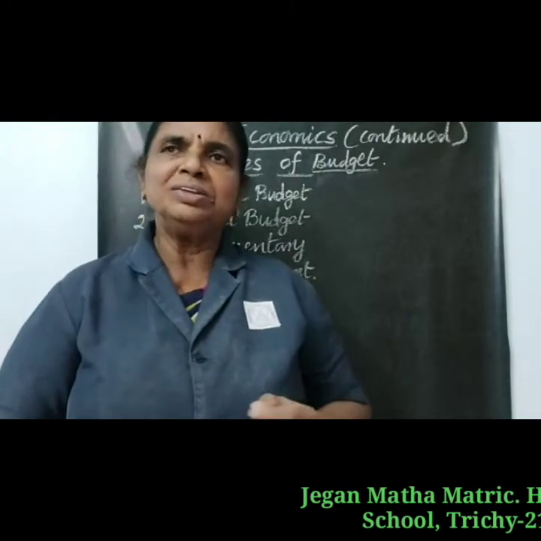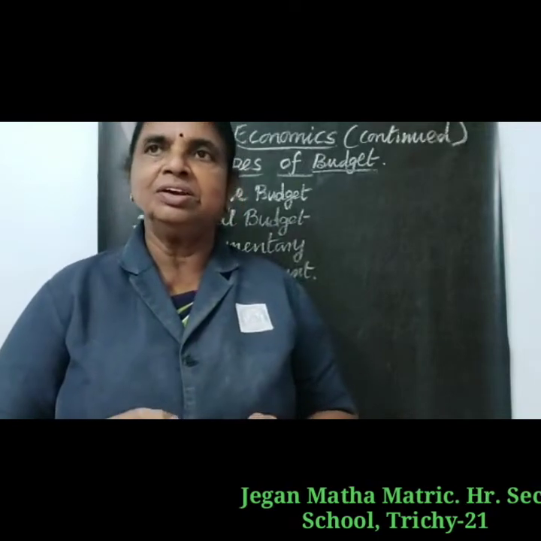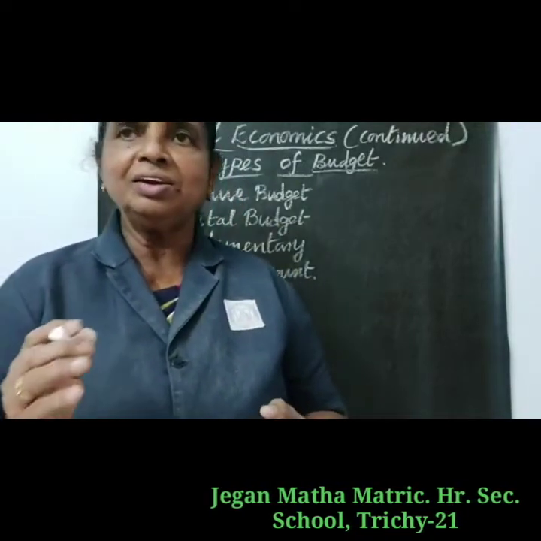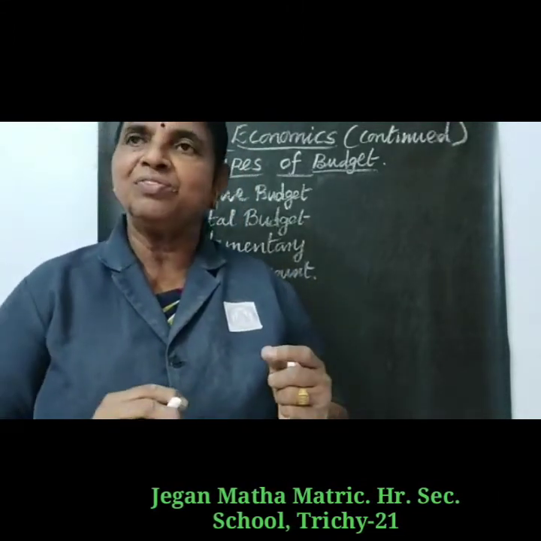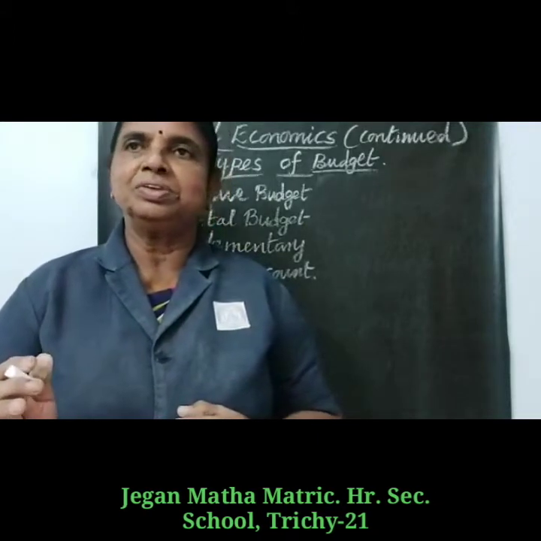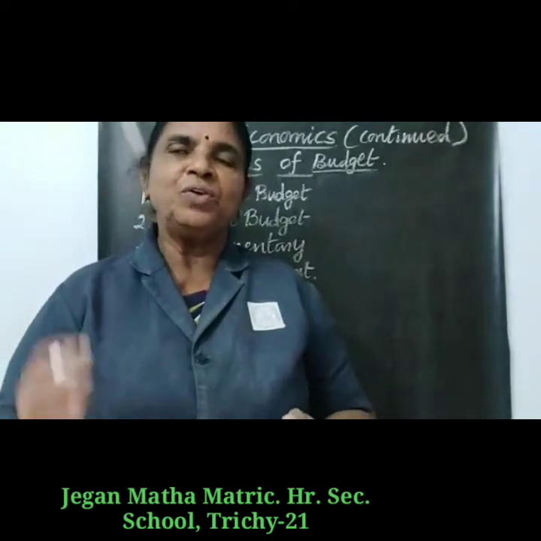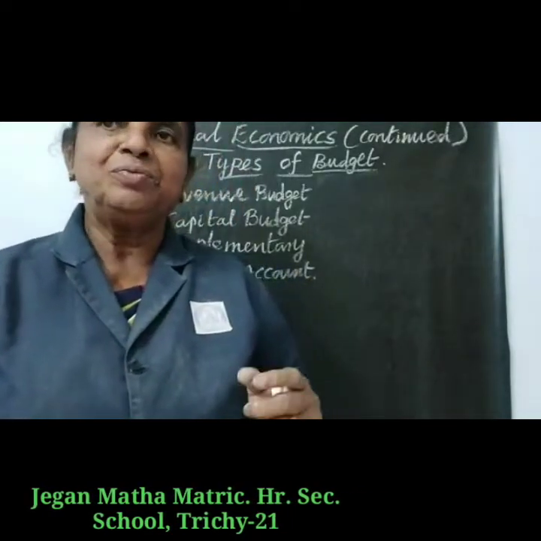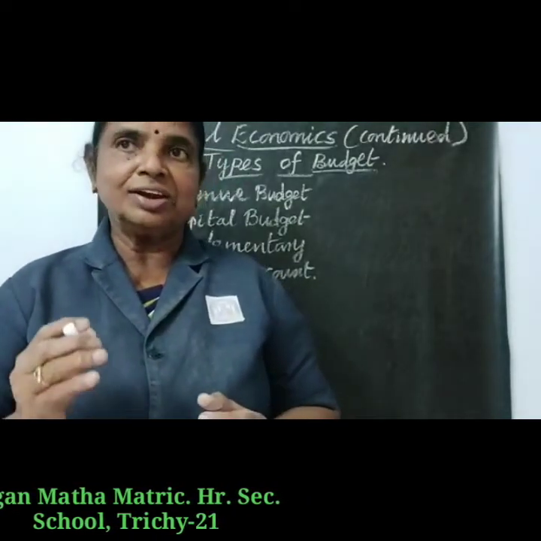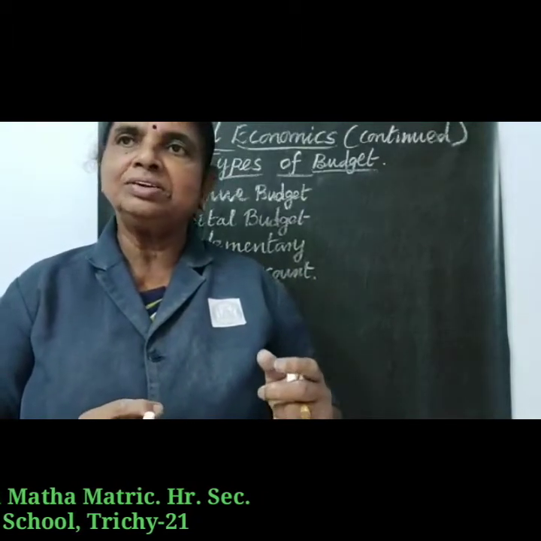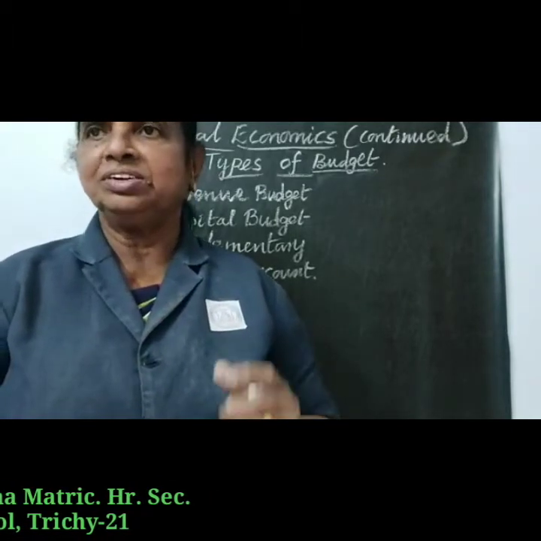The vote on account budget is a special provision by which the government gets permission from the parliament to incur expenditures on necessary items till the budget is finally passed in the parliament. The legal permission of both the houses of the parliament for the withdrawal of money from the Consolidated Fund of India to meet the requisite expenses till the budget is finally approved is known as vote on account budget.